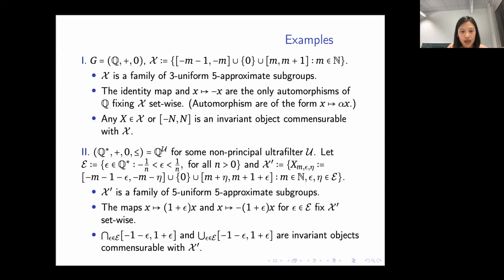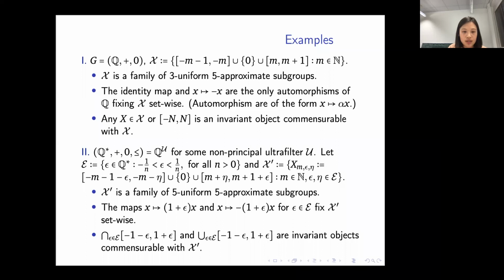But by taking the ultrapower, we get a lot more automorphisms of the group that stabilize the family setwise. Namely, we have the maps that send X to one plus epsilon X, or send X to minus one plus epsilon X, for some infinitesimal element epsilon, and this will fix the family setwise. Now, if you take one approximate subgroup in this family, then it will no longer be canonical. It will not be fixed by these automorphisms.